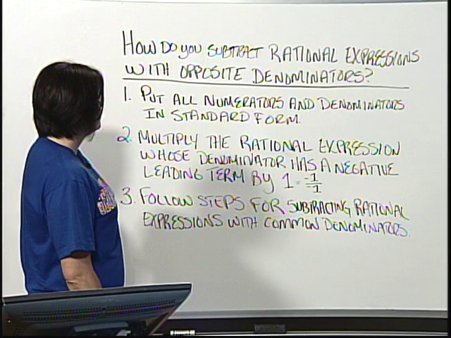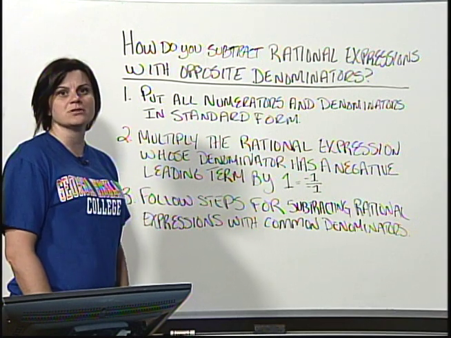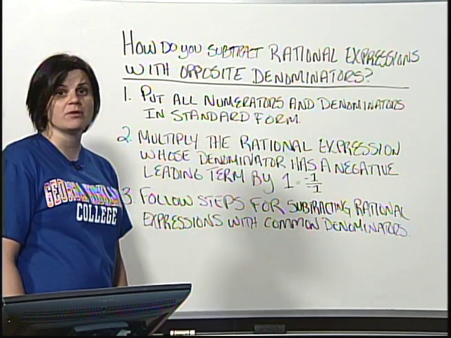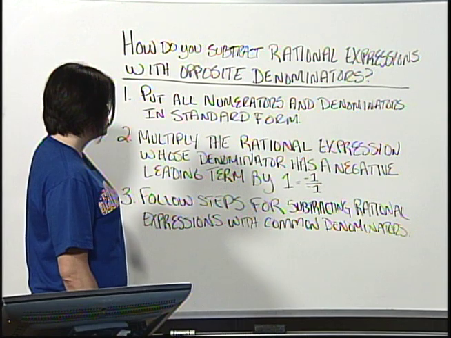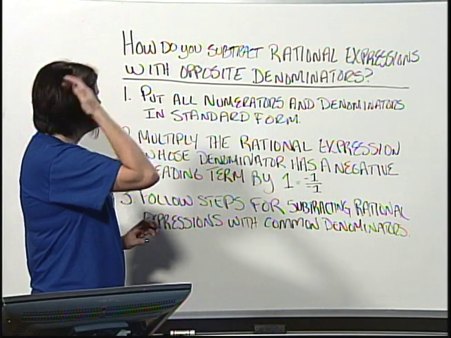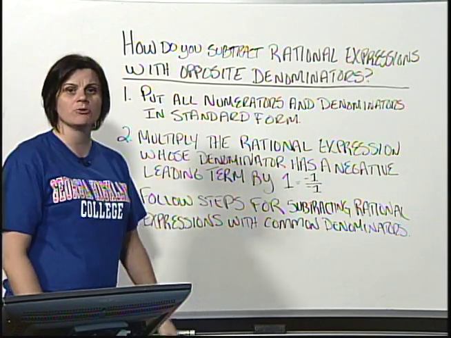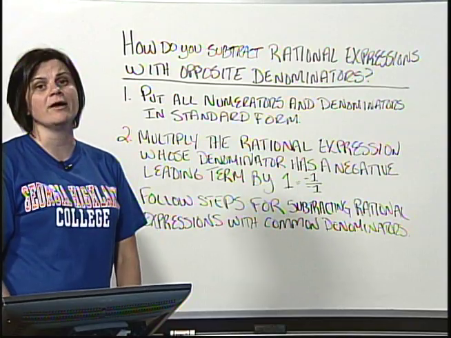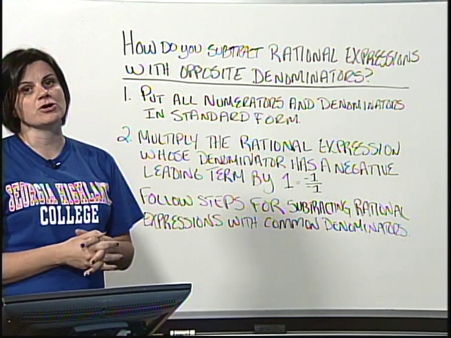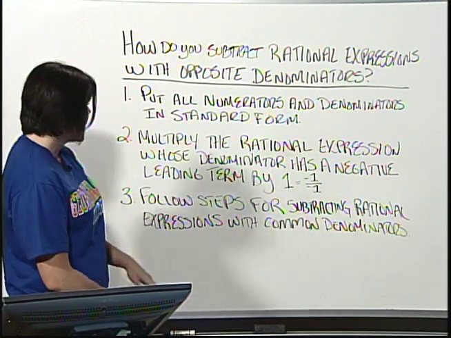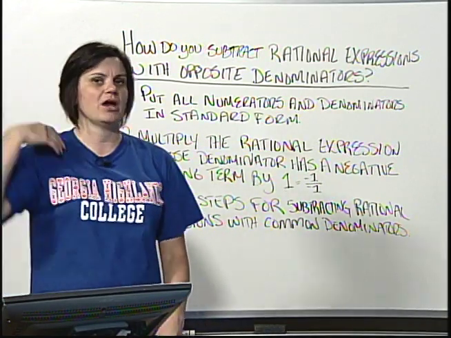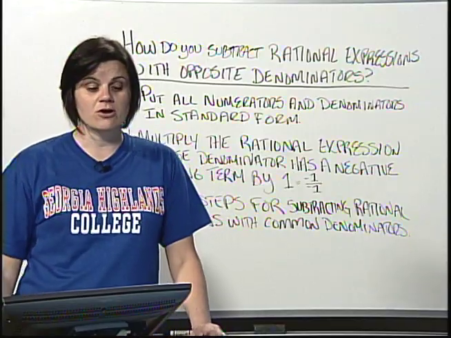So you're going to start by putting all your numerators and denominators in standard form, which is in descending order by exponent of the variable. And then you're going to multiply the rational expression, so one of the terms whose denominator has the negative leading term, by the clever form of 1, which is -1 over -1, which will change the signs of all the terms in the rational expression. And then you're going to follow steps for subtracting rational expressions with a common denominator. So let's go ahead and take a look at our example.